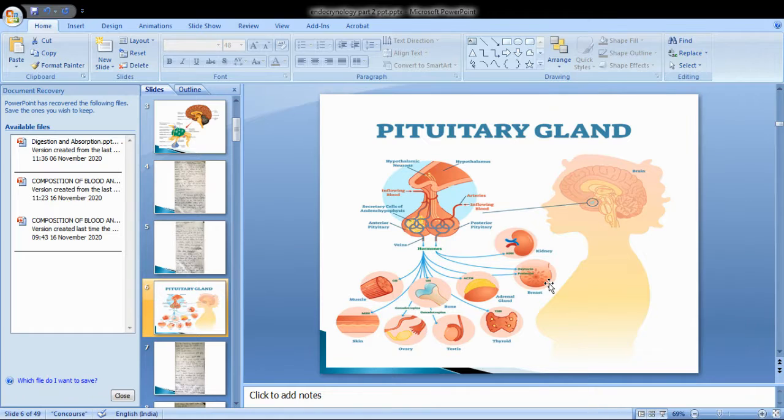Let us discuss growth hormone. Growth hormone is synthesized and released from somatotroph cells and mainly influences growth and metabolism. Growth hormone is also called somatotropin.